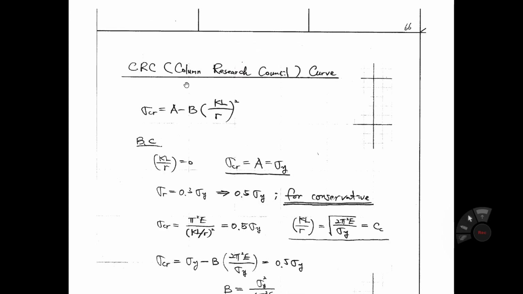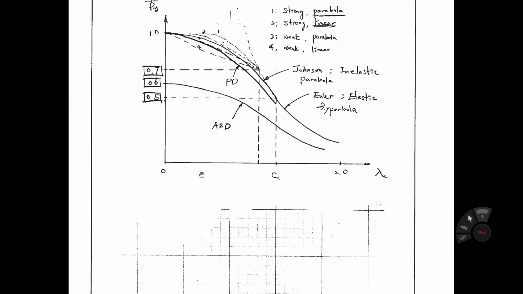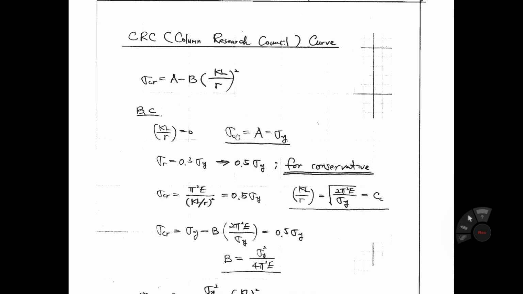So firstly, we assume this curve equation is this. So A minus B, A and B are unknown. So using some boundary conditions, we can calculate A and B. Let's look at slenderness ratio. If slenderness ratio is 0, that means this point, okay? If slenderness ratio is 0, what is the strength? Sigma CR, buckling stress. KL over r equal 0 means this term is 0. Eliminate. So sigma CR equals A. So sigma CR equals sigma y because the length is 0.